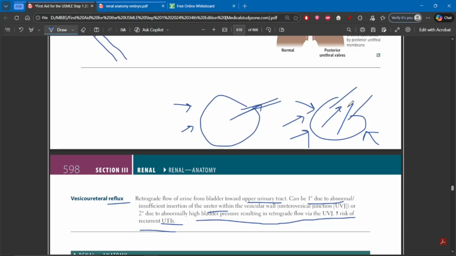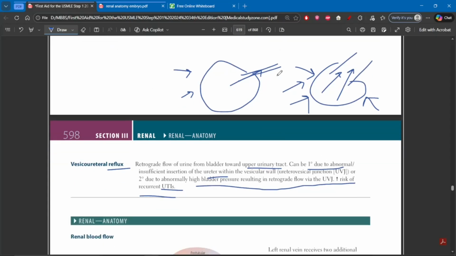Then of course urine will go back, even if the ureter is attached normally. So these are the two problems. One is the attachment of the ureter, and the other is the abnormally high pressure of the bladder contraction. And this is going to lead to recurrent UTIs.